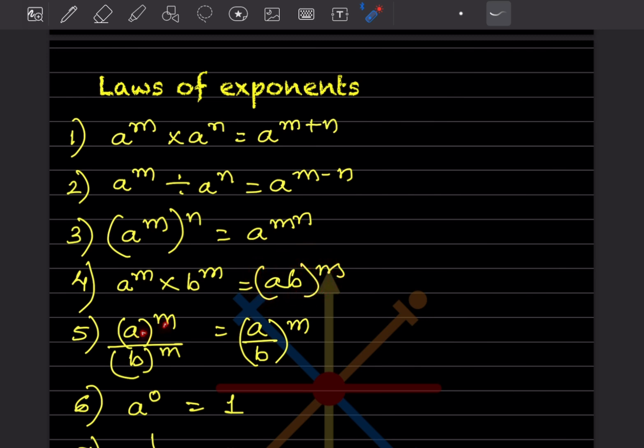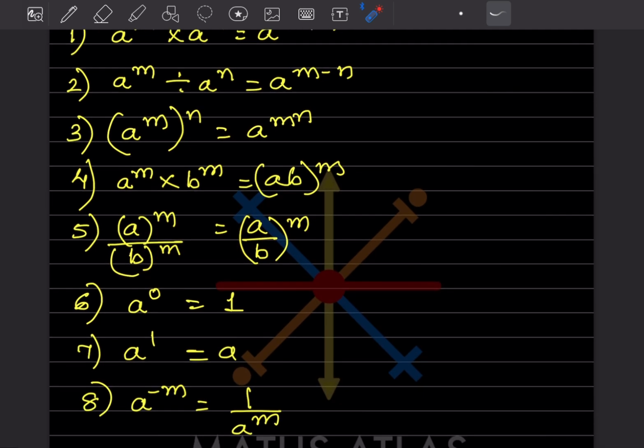A raised to m divided by B raised to m: now you can see the exponents are the same. So what will you do? You will write A divided by B, and m here. That means this is A raised to m and this is B raised to m. And if the exponent is 0, even if it is 100 raised to 0, the answer is going to be 1. The base can be any number, the answer is going to be 1. If the exponent is 1, that is going to be the base itself. So 100 raised to 1 is just 100.